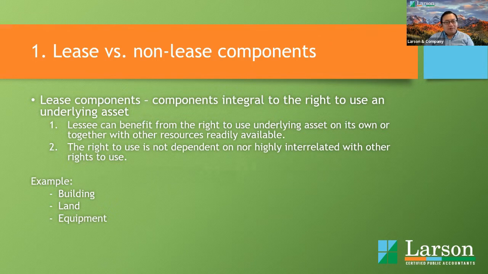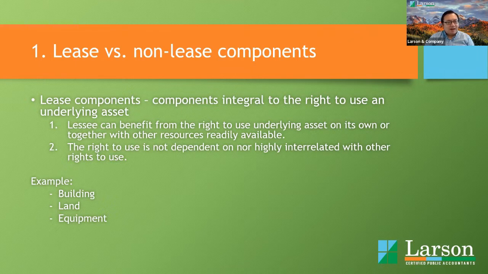Lease components are components that are integral to the right of use of the underlying asset. If you have a component where the lessee can benefit from the right to use the underlying asset on its own, so you may be making payments that help benefit the right to use that asset, that is probably part of the lease components. The second is that the right to use is not dependent on, nor highly integrated with, other rights of use. If a component of your payment is not dependent on or highly integrated with other rights to use, then most likely it will be a lease component.